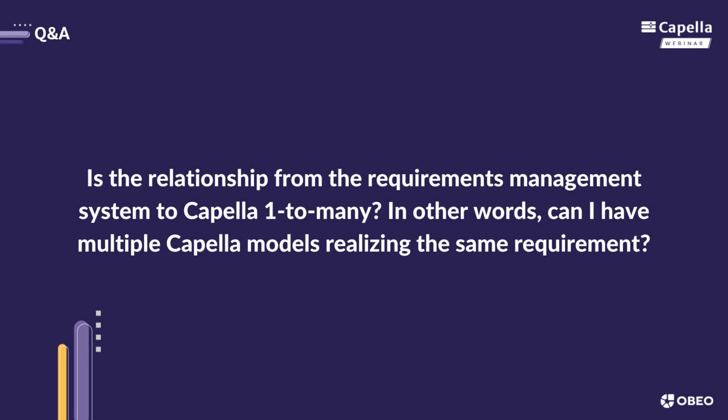Is the relationship from the requirements management system to Capella one-to-many? In other words, can I have multiple Capella models realizing the same requirements? Yes, absolutely. You can. It's actually many-to-many. You can have several Capella model elements linked to a single requirement or a single test case or a single artifact. And you can have many artifacts linked to a single Capella model element. So that's absolutely feasible. And you can even have links across several different Capella models and so on and so forth.